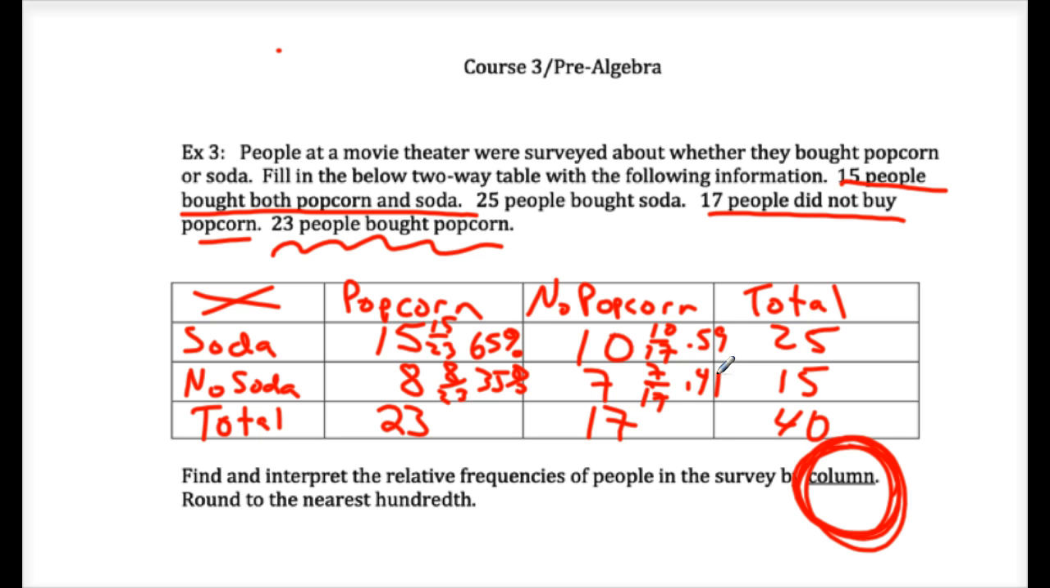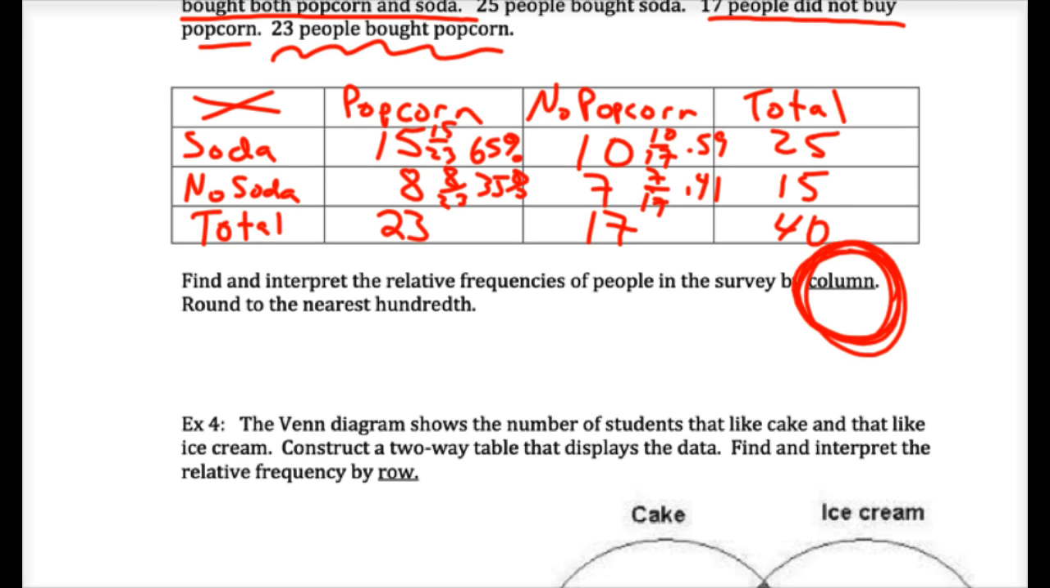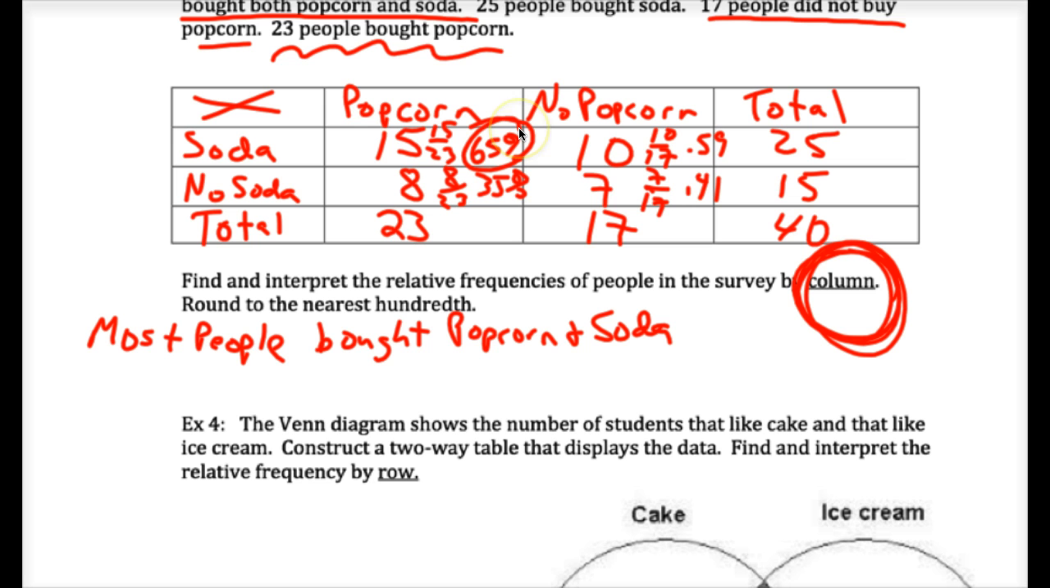Somebody say something intelligent about these people that were surveyed at the movie theater. What did most people do? Bought stuff. If you put on a test, most people bought something, that ain't gonna cut it. You gotta say something way more intelligent than that. Most people bought popcorn and soda. That's what you're looking for. Trends. What did most people do? Most people bought popcorn and soda. Because 65% of the people that bought popcorn also bought a soda.